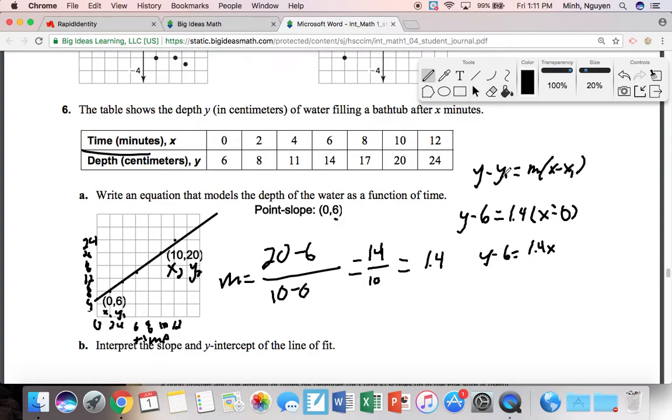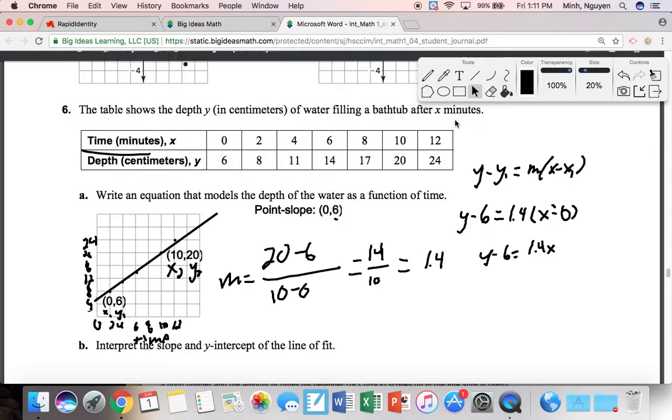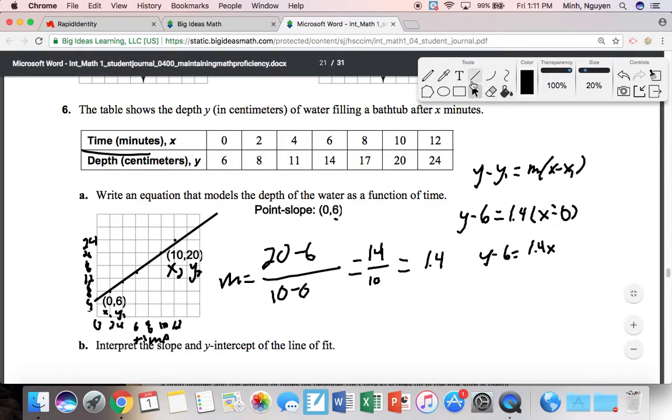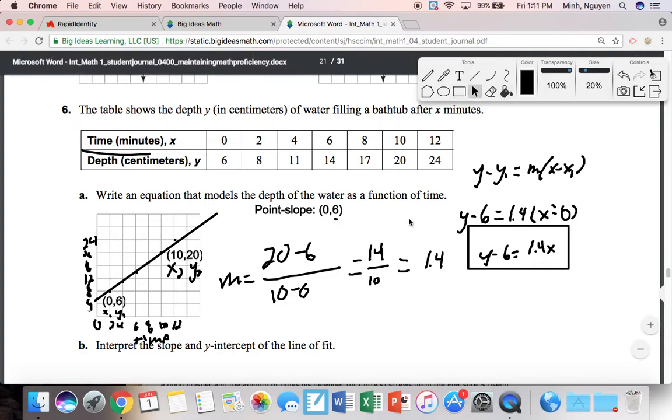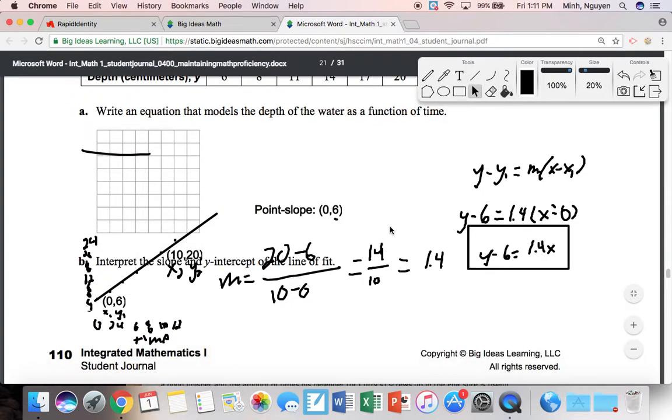If you come up with something different, anything between 1.2 and 1.6, or even 1.7, might be accurate. I'm not going to do it myself, but again, this is just a rough drawing of a line. If yours is not exactly the same, that's okay. It's just a rough sketch.